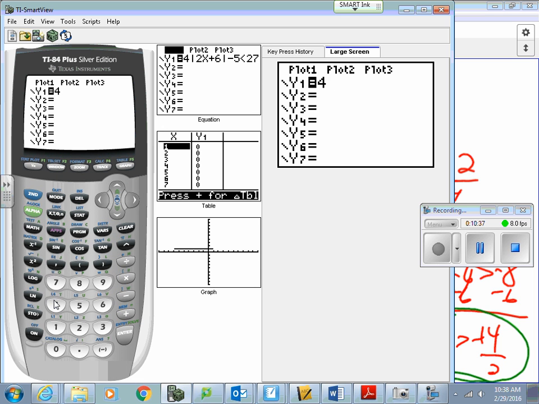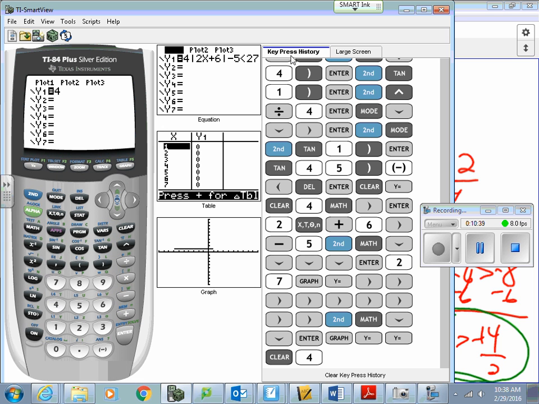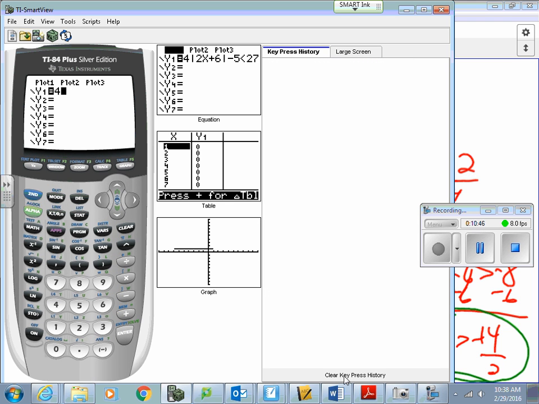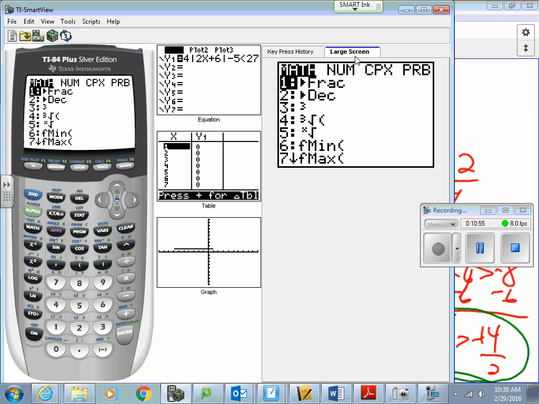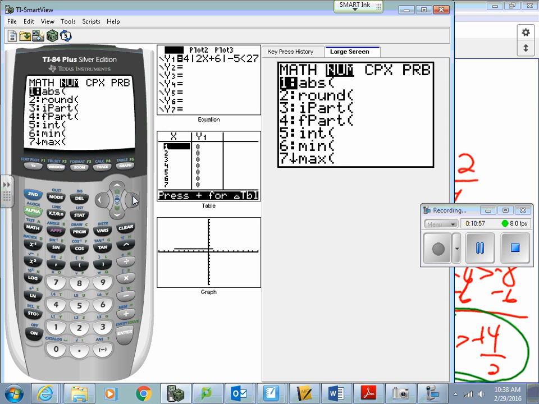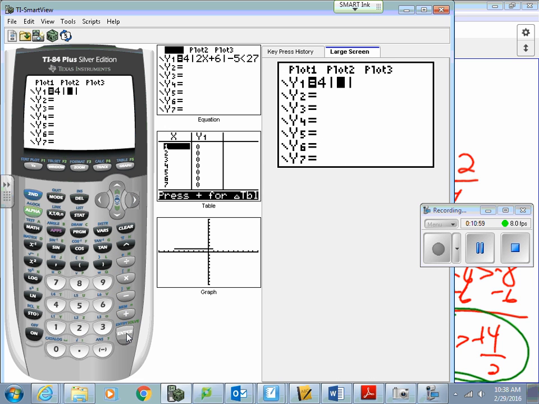So you have 4. So do 4, hopefully you know how to do absolute value. Actually, I'll just go to the large screen. Hit math, then we'll go to here, hit enter, then we'll put in 2x plus 6 minus 5. This is the part some students might forget.